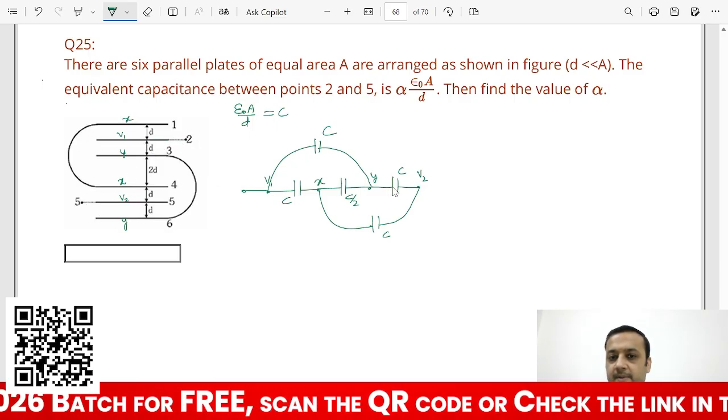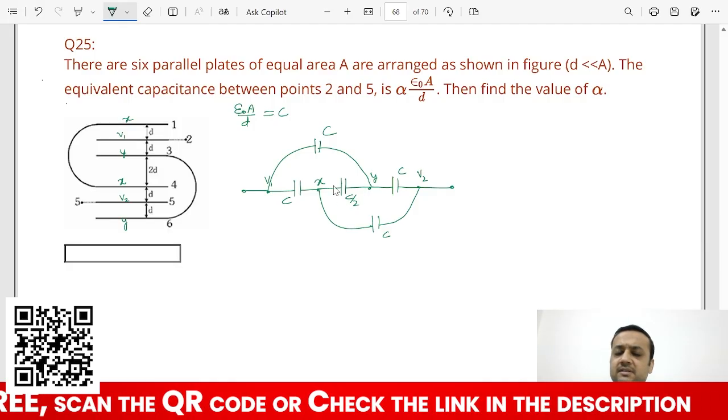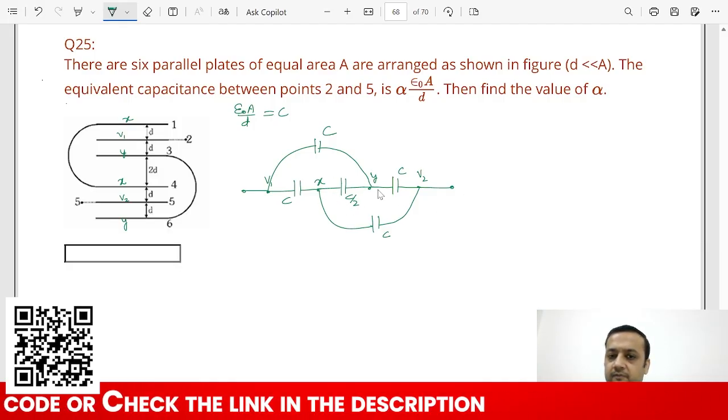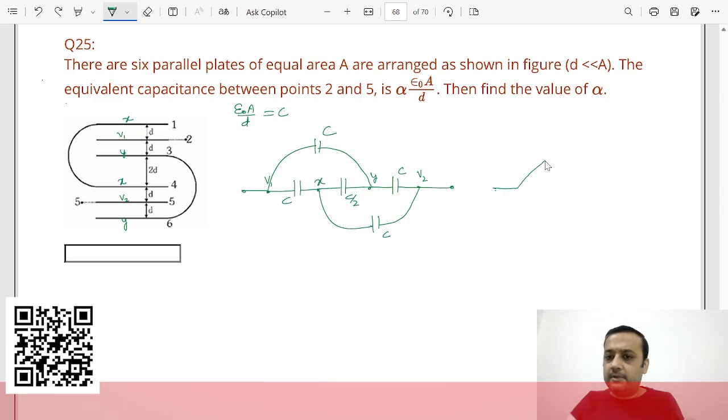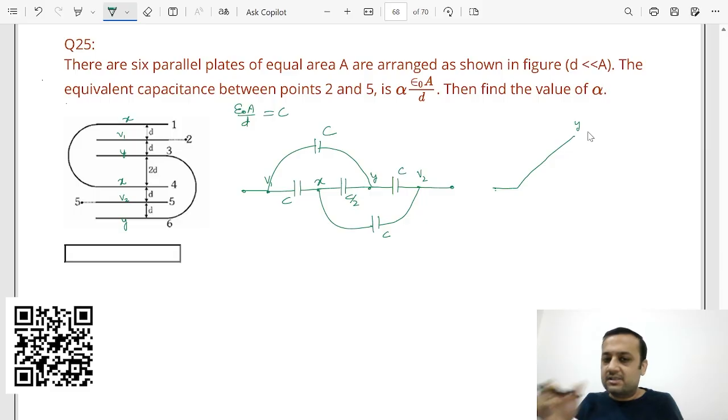So that means we have to find the equivalent capacitance between these two junctions. Now actually this is a Wheatstone bridge. If you are not aware of this circuit, then you can redraw this in the usual format. So let me show you. Basically, let me choose the point y here.